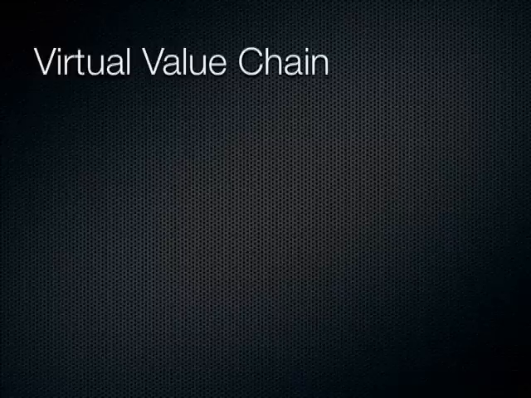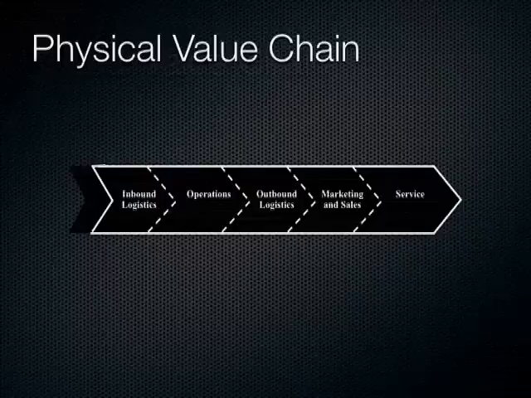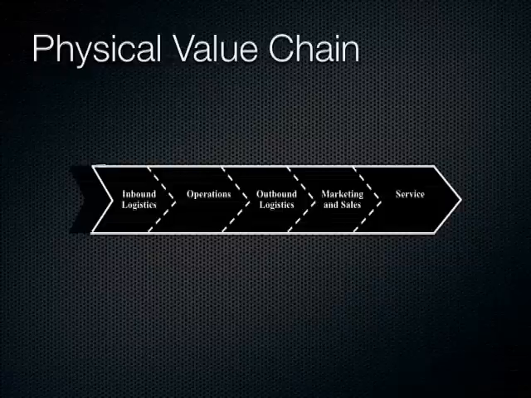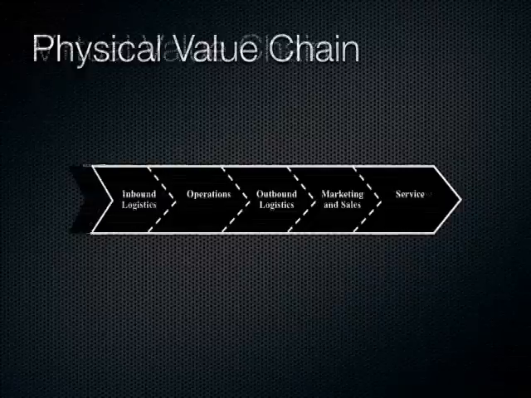Before we start talking about the virtual value chain, we'll just review the traditional or physical value chain. In the traditional value chain, we start with inbound logistics, which is where raw materials come into our organization. We have operations, where we perform operations on the raw material, turning them into finished goods. We have outbound logistics, where the finished goods are moved to finished goods inventory and then ultimately sold through marketing and sales. And then we have the after sales service. This is your traditional or physical value chain.